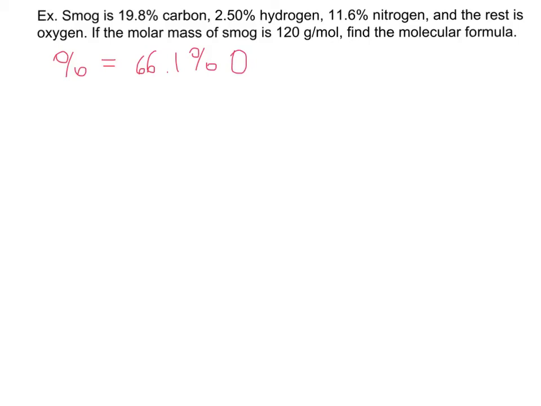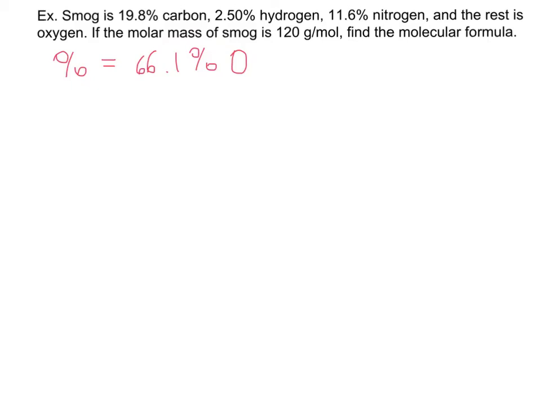Again, how I did that is I took 19.8% carbon, I added 2.50 and 11.6, and then I subtracted from 100, because all of your percents should add up to 100. So I subtracted from 100, and I get 66.1% oxygen.